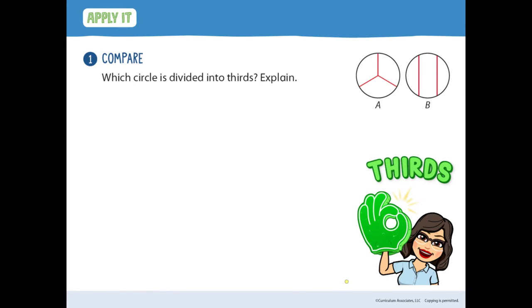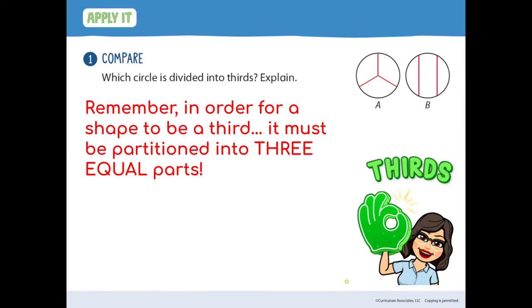All right, we're going to apply it. So let's see. Compare. Which circle is divided into thirds? Explain. So I'm looking at A over here, and I'm looking at B right over here. And you might say, Miss Yanis, they are both thirds. But remember, partitioning means equal. So let's see. Is A equal or is B equal? So remember, in order for a shape to be a third, it must be partitioned into 3 equal parts. I can't stress that enough, equal.